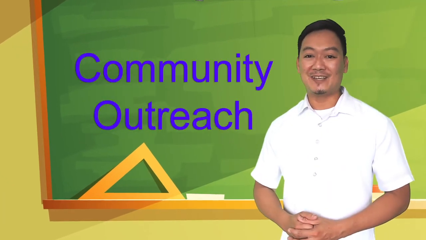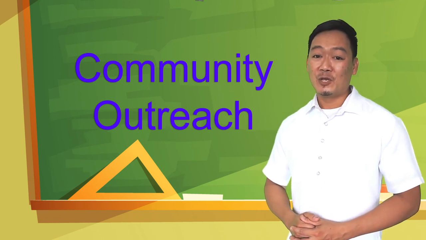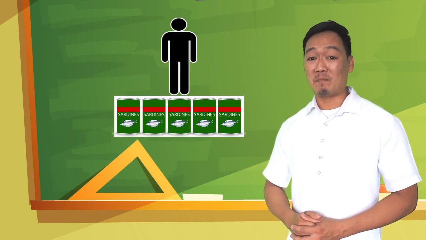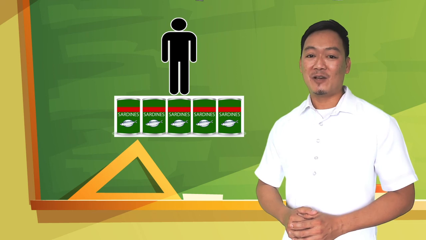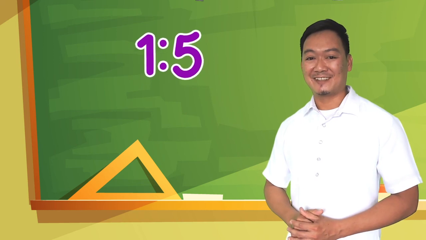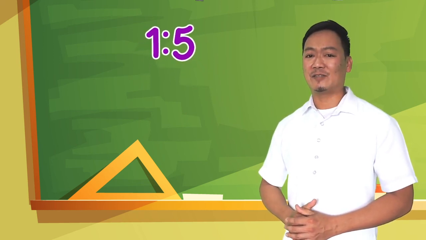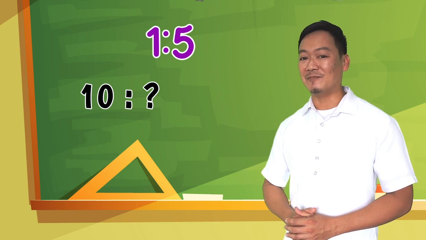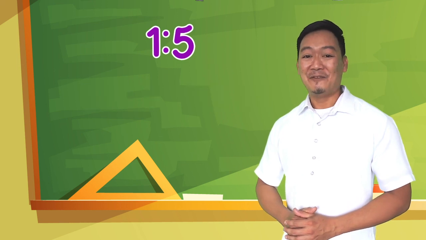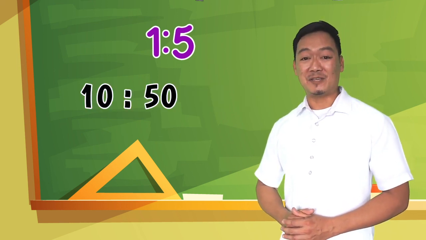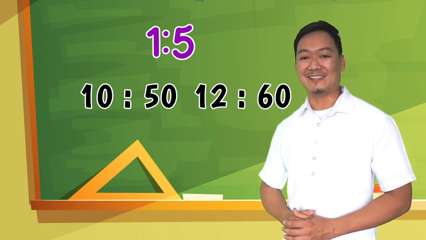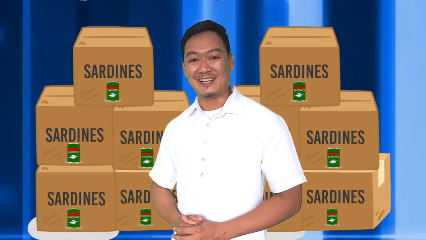Now let's go back to our community outreach. You see, earlier, we used pictures to understand the concepts of ratio and proportion. And that is 1 person is to 5 cans of sardines, or simply 1 is to 5. Now let's check. At this rate, how many cans of sardines should 10 persons receive? How about 12? Fantastic! 10 persons will receive 50 cans of sardines, and 12 persons will receive 60 cans of sardines. Man, that's a whole lot of sardines.